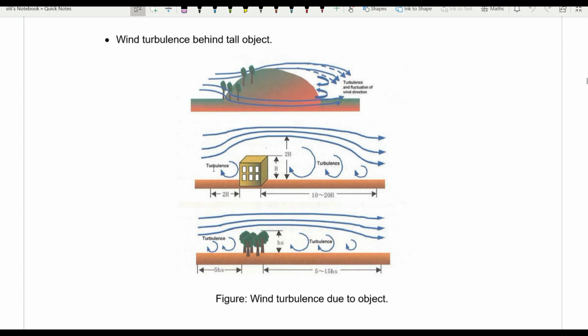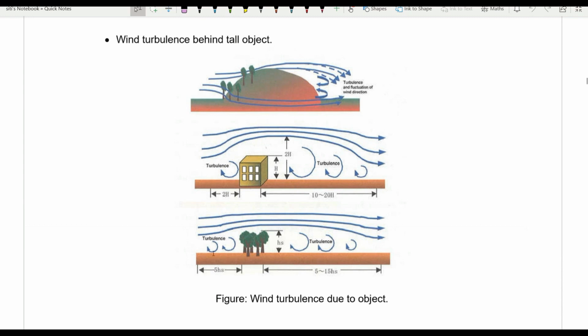Another one is turbulence before the building and after the building. It is recommended to install the wind energy generator system at a distance greater than 10 to 20 times the height of the building. And also, if you want to install the wind energy generator system near the building, it should be 2 times the height of the building.